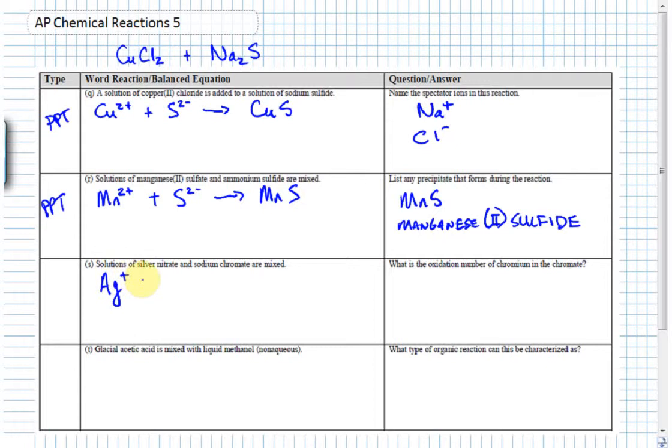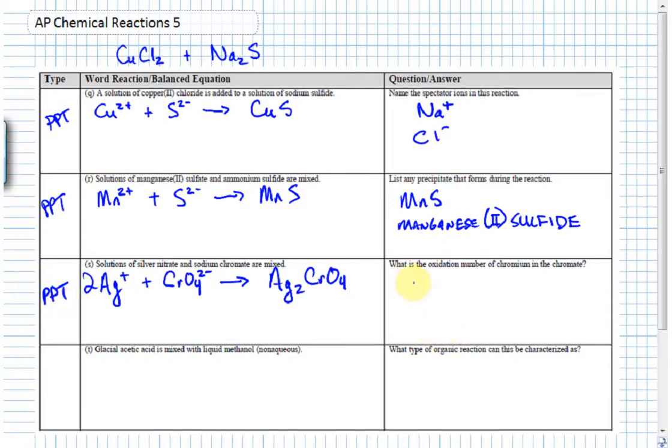Silver reacts with chromate. All right, chromate. Got to know your polyatomic ions. Chromate is CrO4 with a -2 charge. So there's chromate. Again, sodium is going to be a spectator. What kind of reaction? Another example of a precipitation reaction. Silver chromate, I'm going to need 2 silver ions to get together with 1 chromate. So silver chromate is going to be Ag2CrO4. Are we good? Chromates are generally insoluble, unless, of course, they're combined with group 1 or ammonium. Another precipitation reaction.